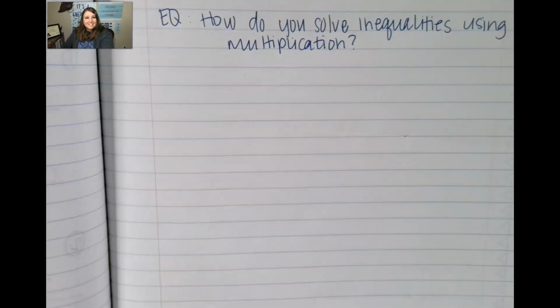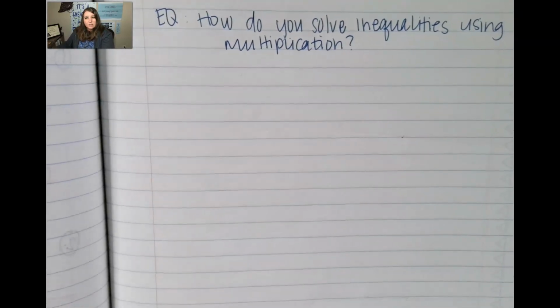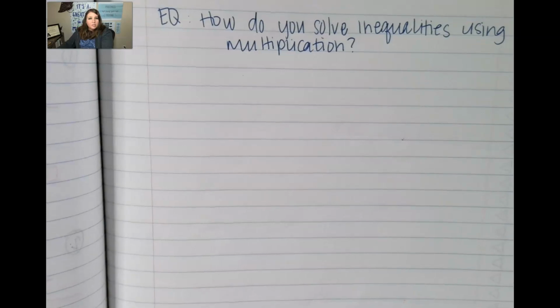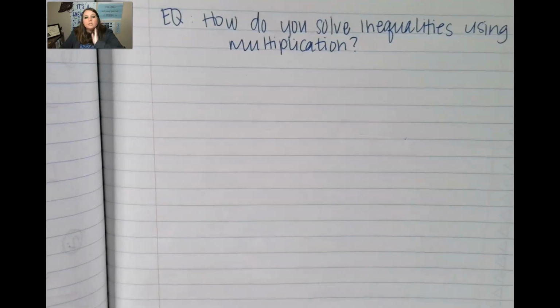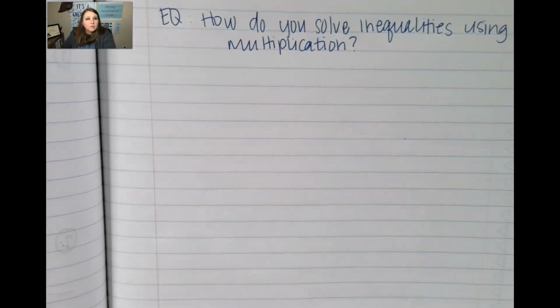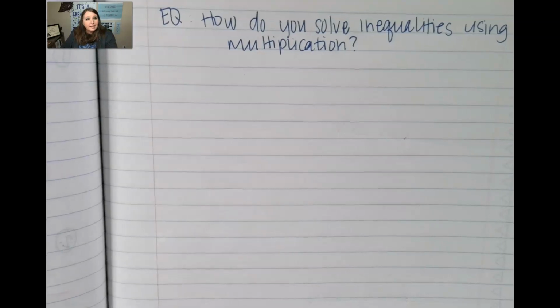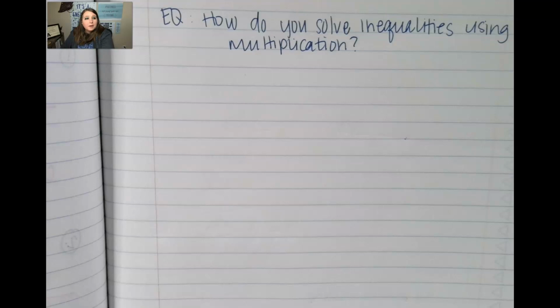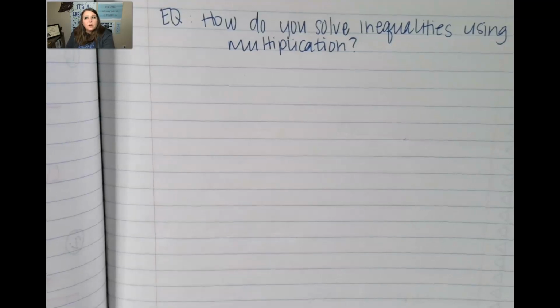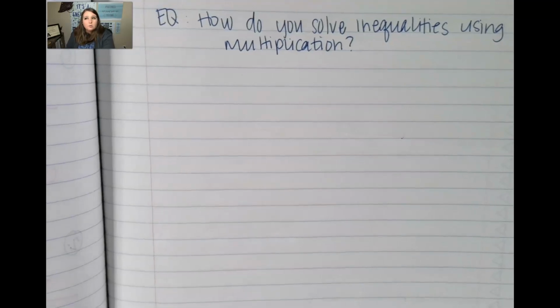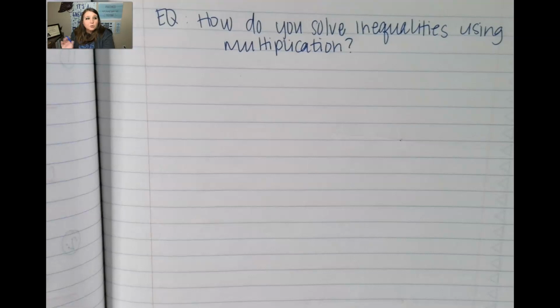Hi everyone! Today we will be learning how to solve inequalities by using multiplication. In previous lessons we used either addition or subtraction and we solved it using one step, which was the opposite, trying to isolate that variable. We're going to do the same thing today, except our problems will all use multiplication to undo the problem.